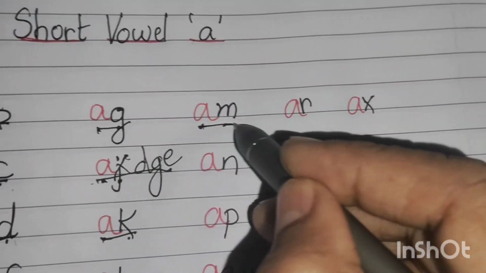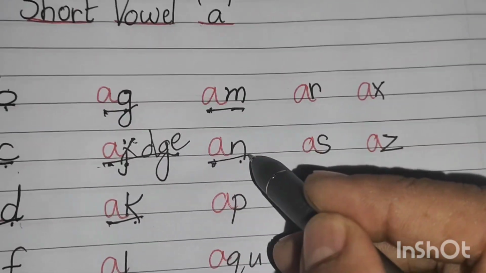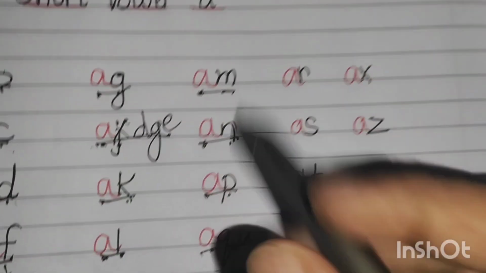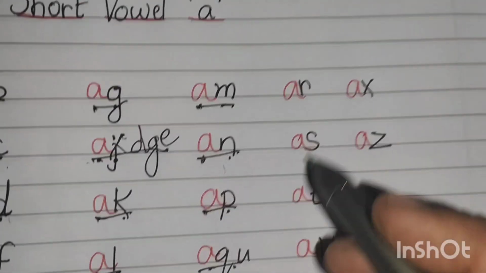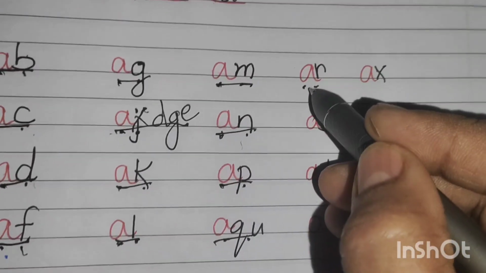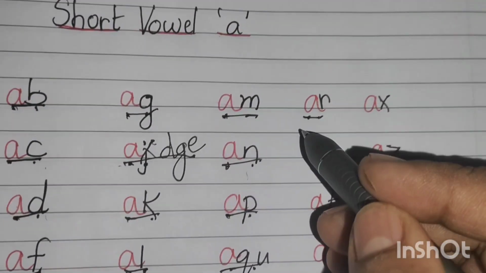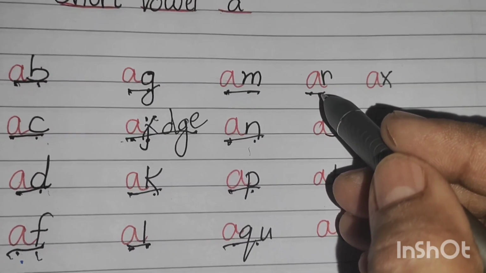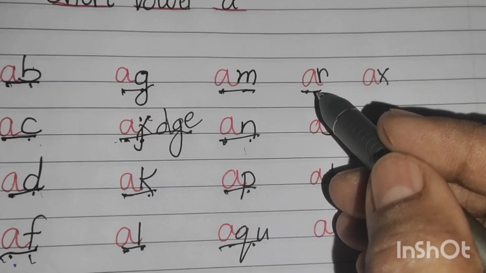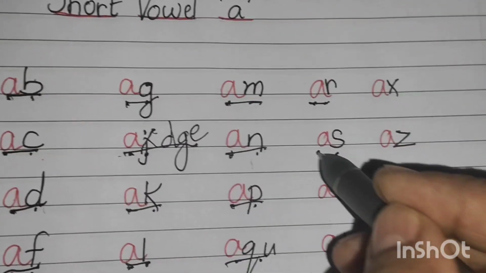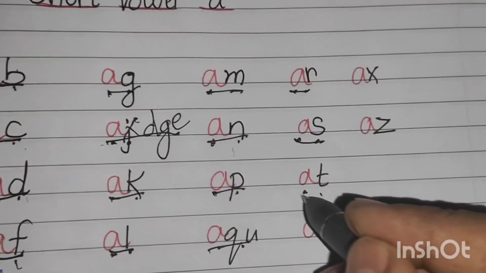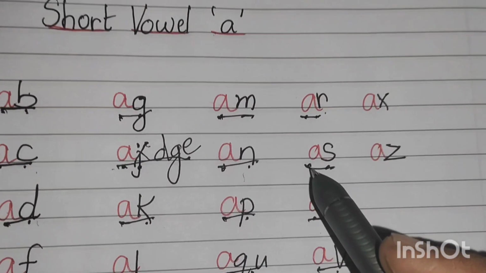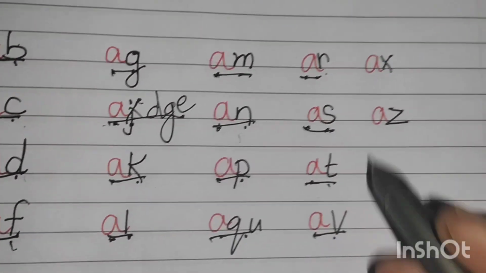am, an, ap, ak, ar, or. Two sounds: ar we use for around, arise, arose; or we use for rhyming words like car, for, jar. A, is, as, at, av. Ar, or. Two sounds: as, at, av.